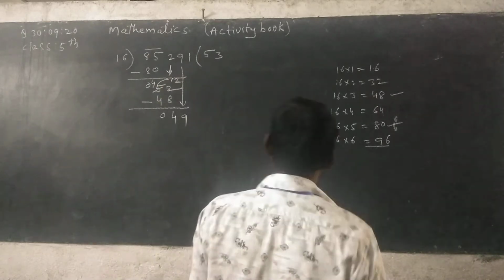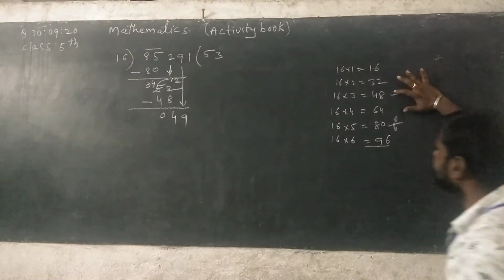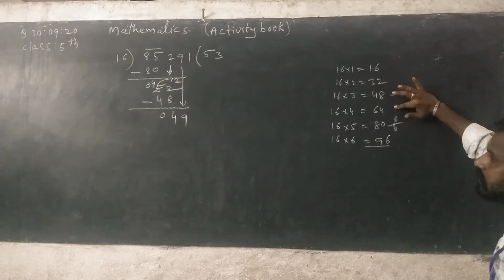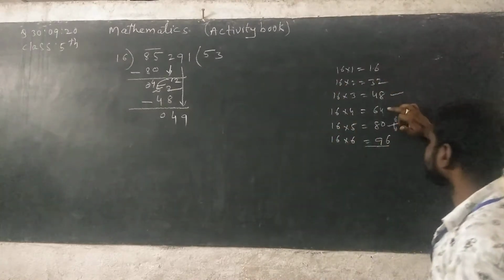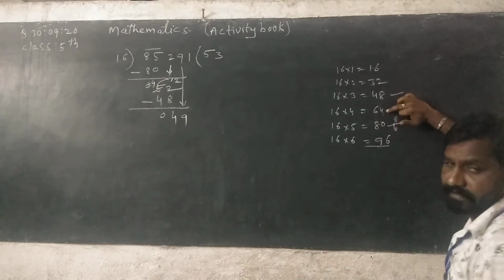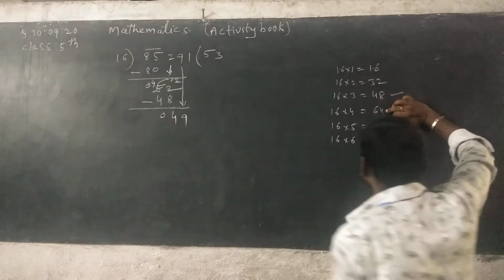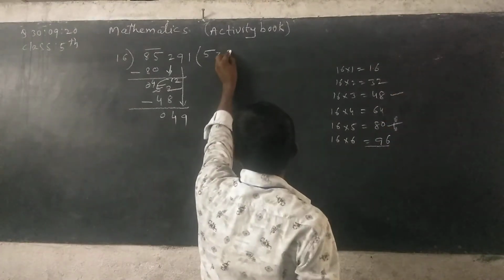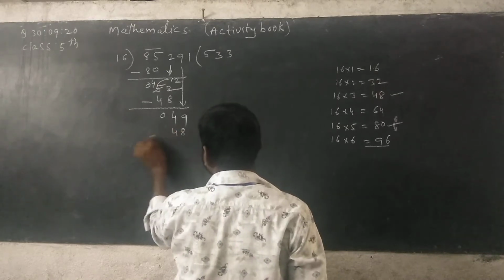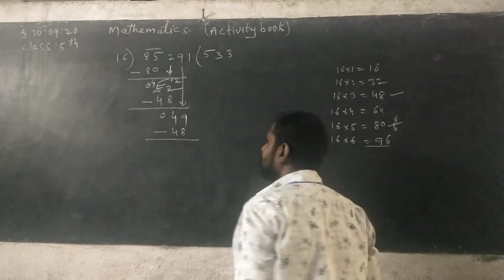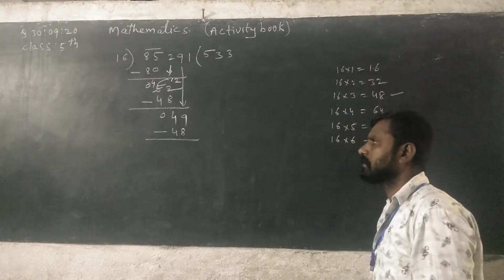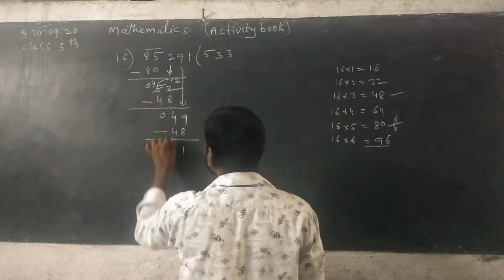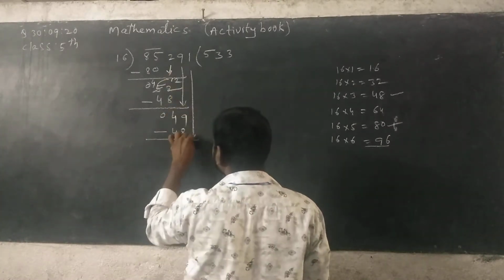Now bring down 9. Next, 16 threes are 48, 16 fours are 64. See here 49. 16 fours are 64 is more than 49, so we take 16 threes are 48. Now 48 is subtracted from 49. In the ones place, 9 minus 8, 1. 4 minus 4, 0. Next bring down 1.